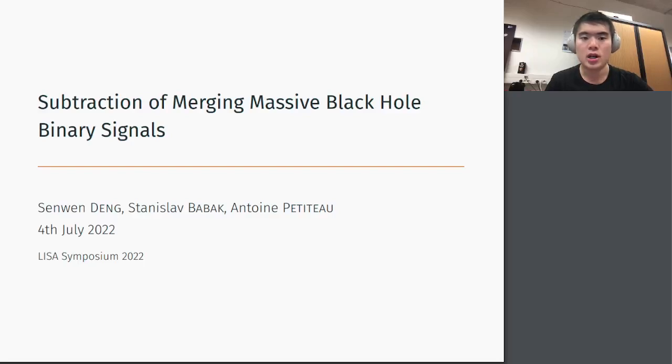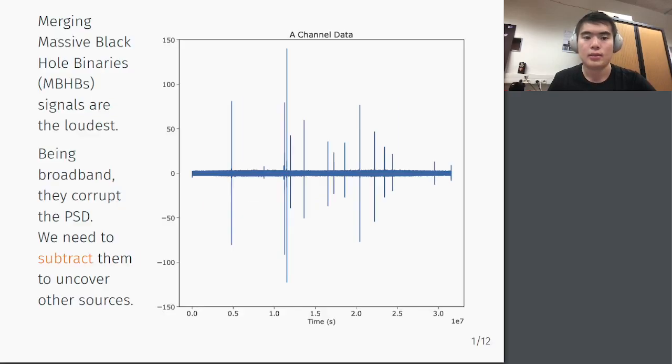Hello, in this talk I will present a scheme to perform subtraction of massive black hole binary signals from laser data. Massive black hole binary merger events send loud gravitational wave signals. They are the loudest ones among all sources contributing to the laser band. These peaks here in the simulated data represent them.